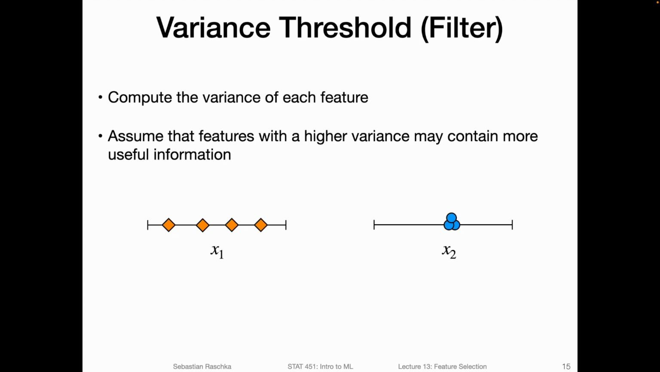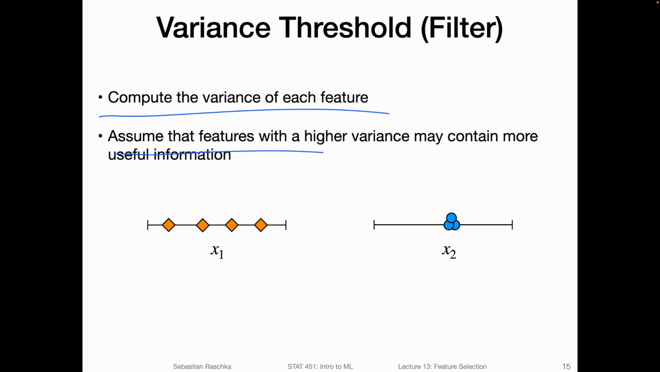So when we use a variance threshold for feature selection, how that works is essentially that we compute the variance of each feature, and we assume that features with a higher variance may contain more useful information for training a classifier or a regression model. So why is that true? Why would a feature with a higher variance contain more information?